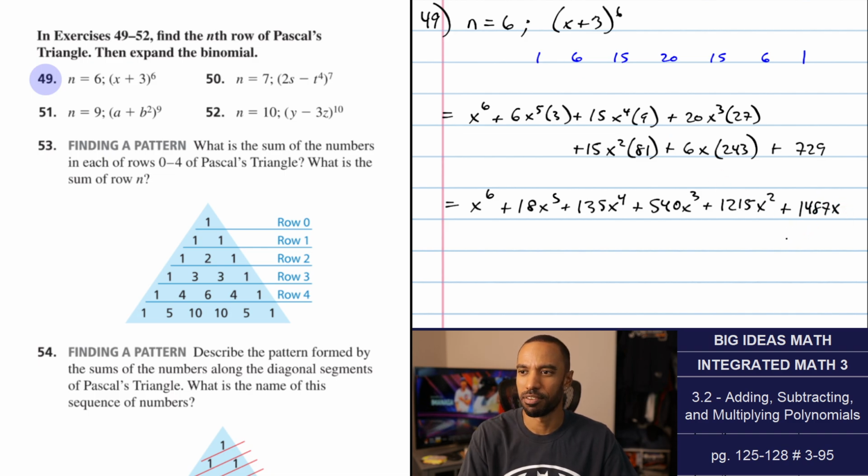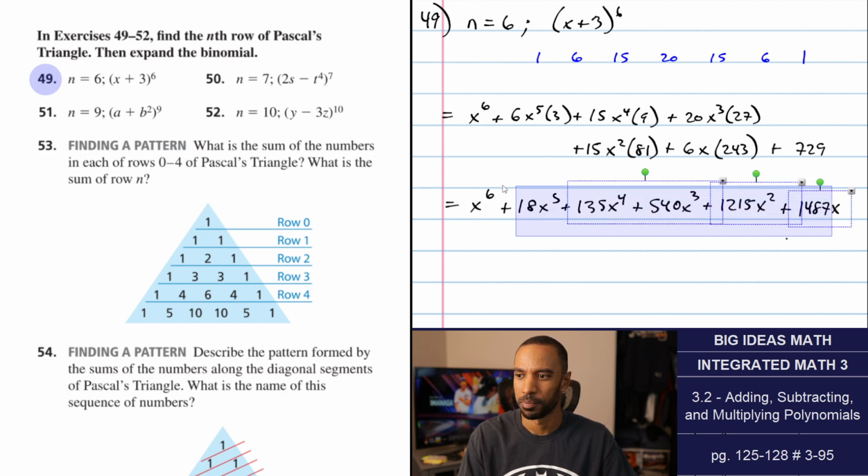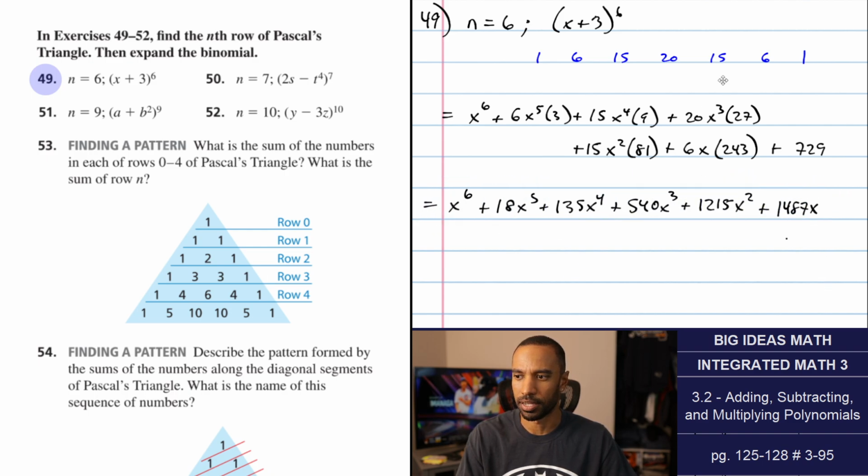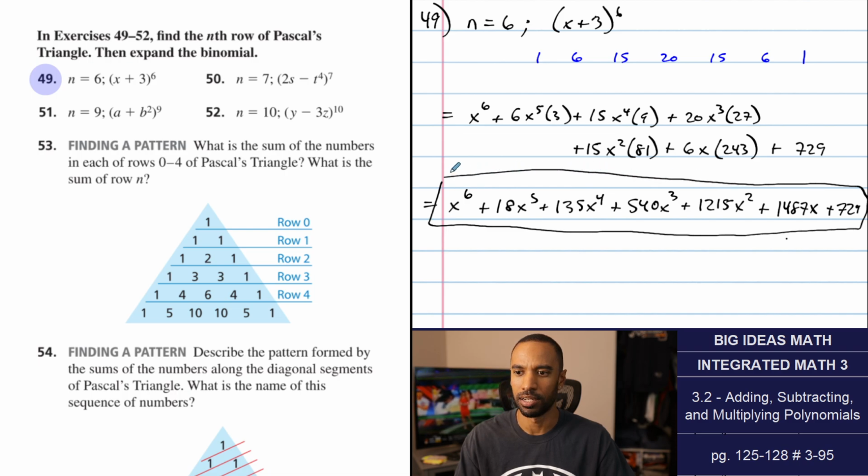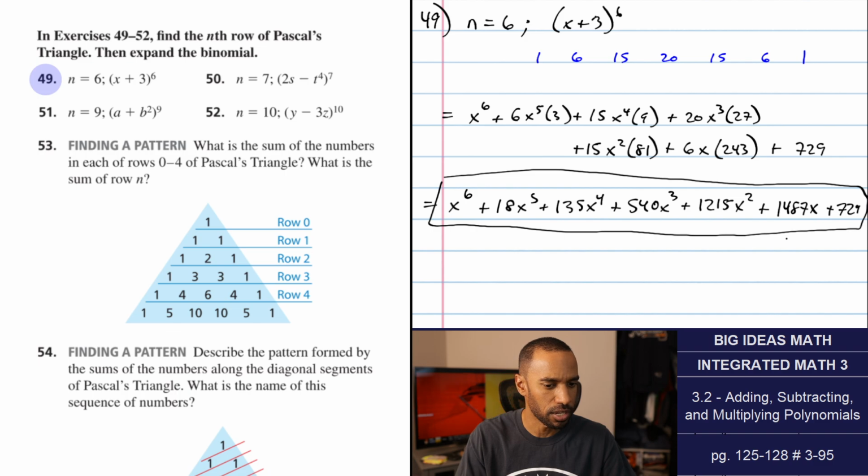No, I can't fit it. Plus 729. I want to fit this all in one line. Plus 729. I need to box it. I believe those numbers are right. I'm going to check on this old Magna Carta right here. 15 times 81. 15 times 81. Yes, 1215. Okay. All good. Looking good.